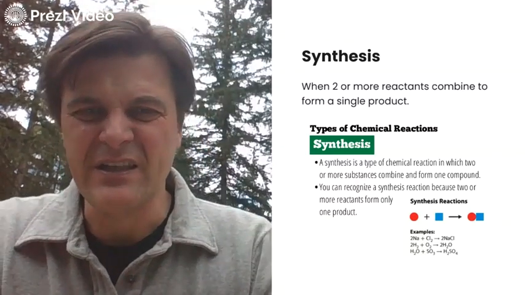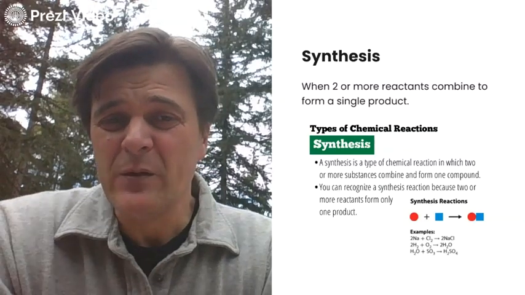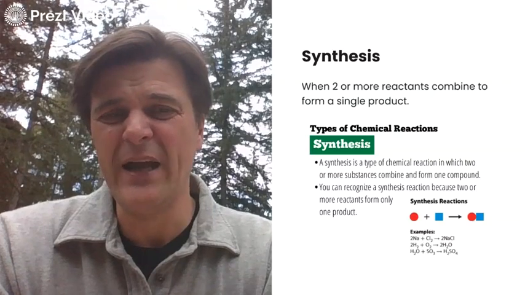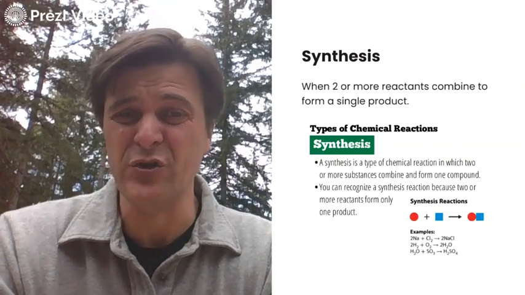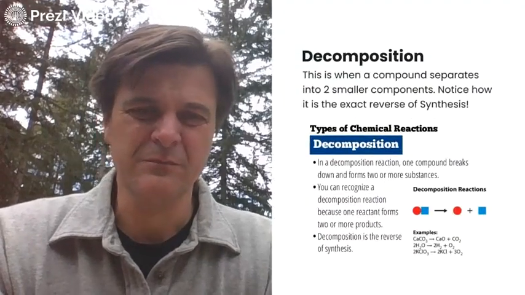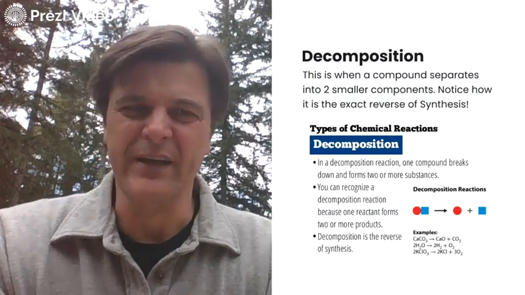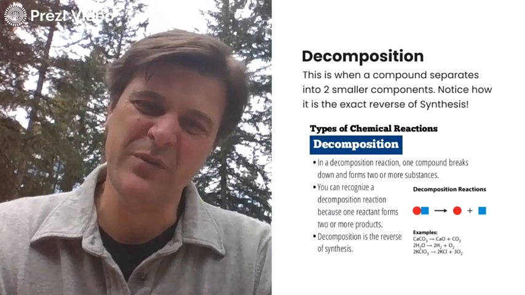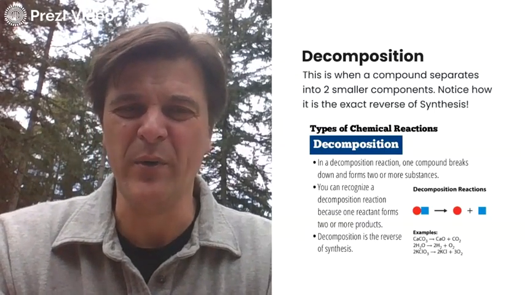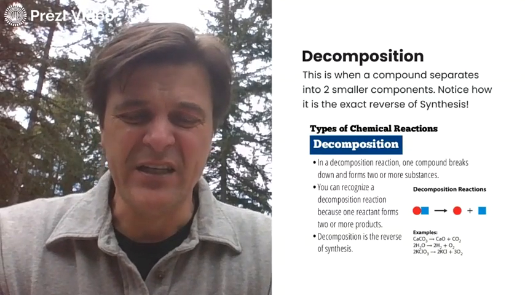So with a synthesis, if you have a chemical reaction and there are two elements to begin with, there's only one thing that can happen: these two elements are going to combine together. So if you see a chemical reaction and you look at the reactants and there are just two elements there, then you know it's a synthesis. The second type is decomposition. Again, like the name implies, something is decomposing, breaking down. So this is when you have one compound and it separates into two smaller pieces. That's a decomposition reaction.